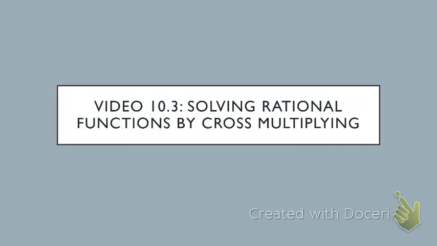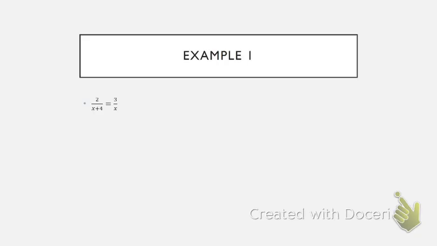Alright, so this is the third video of Unit 10. It's the first of our solving videos, so there's going to be two solving videos. This one's going to cover how to solve by cross-multiplying, which is just one rational function on either side, so a fraction equal to a fraction. And the second video is going to cover solving by least common multiple, where we have multiple fractions on one or both sides of the equal sign.